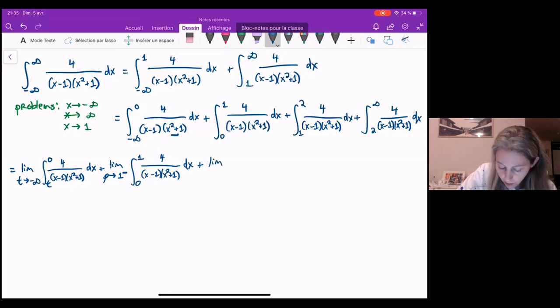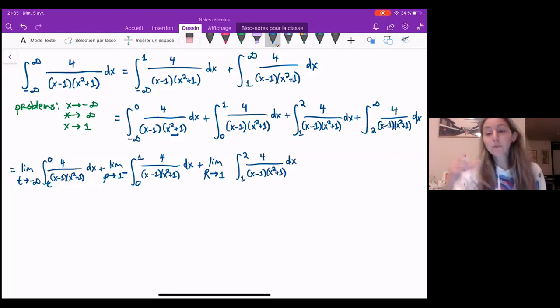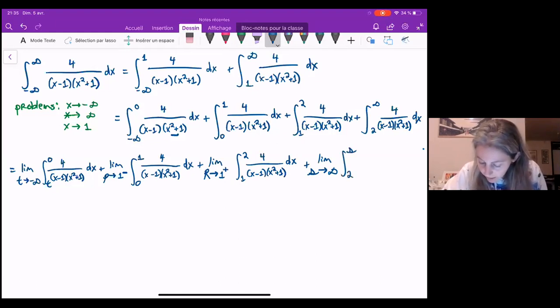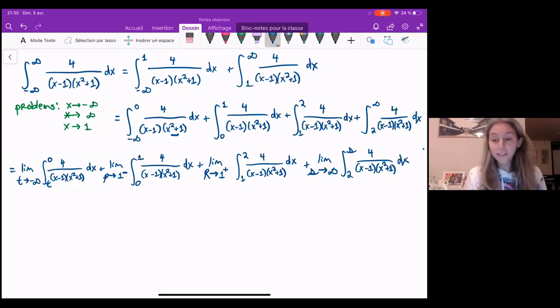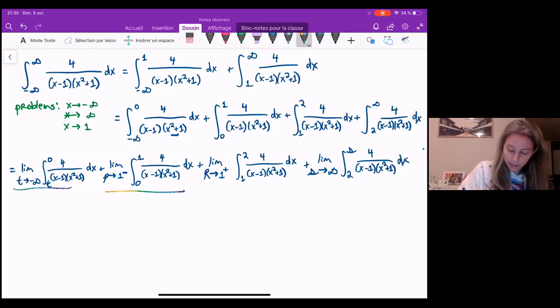So then we'll say the limit as r approaches 1, 1 to 2, 4 over (x minus 1)(x squared plus 1). And this time 2 is bigger than 1. So we're looking at that interval between 1 and 2. We're approaching 1 from values that are bigger than 1. So now we're going to have r approaches 1 from the right, plus the limit. And here we'll use an s goes to infinity. And I've done a little cursive s because I don't want the s to look like a 5. So from 2 to s of 4 over (x minus 1)(x squared plus 1) dx. Awesome. So now we have these four different limits.